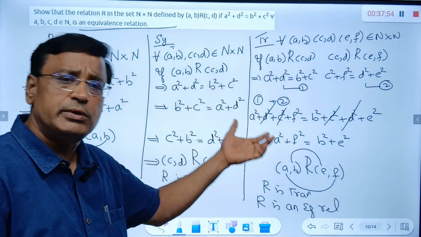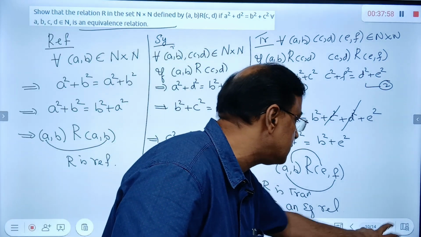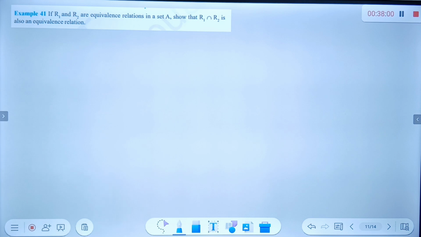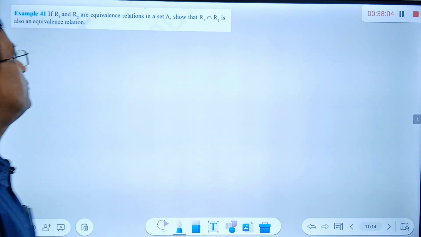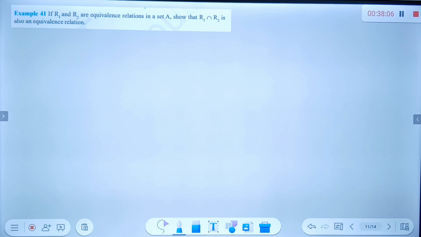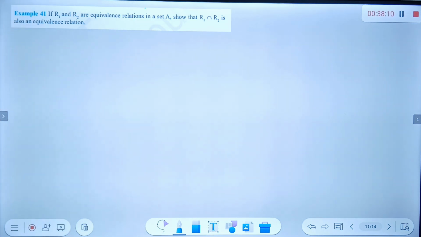You have done similar questions like this in the previous videos, so you can refer to that. Now, this is again a very, very important type of question. This is an NCERT worked out example question. R1 and R2 are equivalence relations in a set A. Show that R1 intersection R2 is also an equivalence relation.